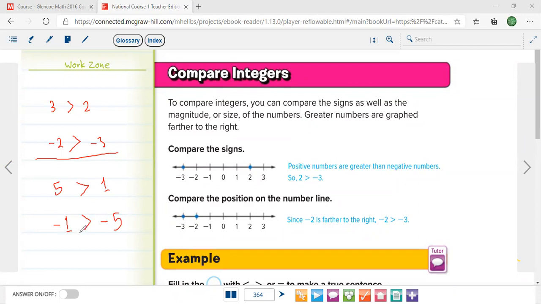Because naturally, if you draw on the number line, you will find here 0, for example, here negative 1, then negative 2, negative 3, negative 4, negative 5. So negative 1 is to the right of negative 5, which means negative 1 is bigger. So, Shabab, to compare is very easy.